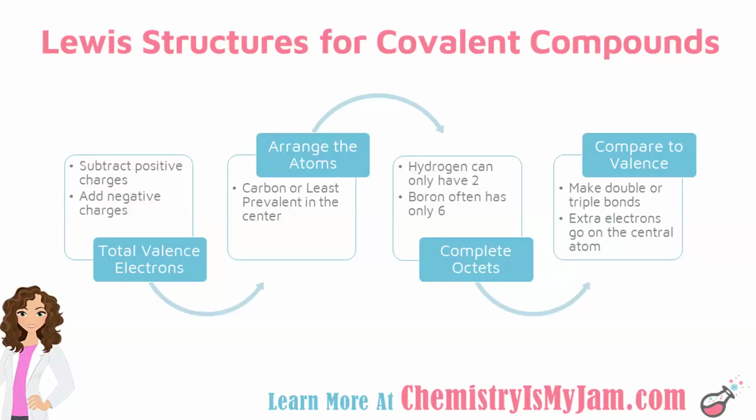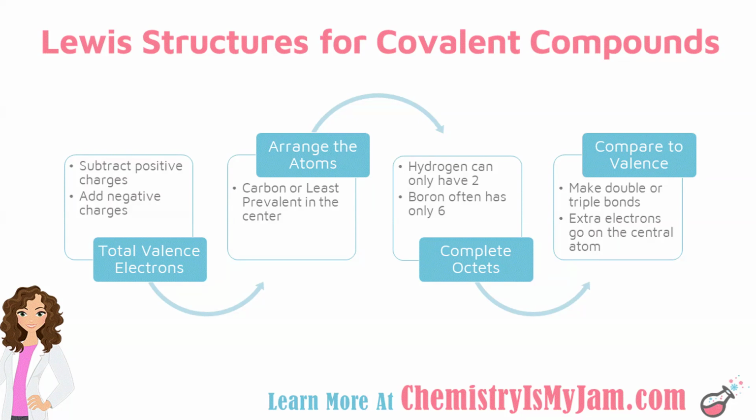Hi, students. Let's take a look at how to draw Lewis structures. I do want to point out that this is going to be for covalent compounds. So we're looking at things that are molecularly bonded. We are looking at nonmetals. If you see a metal up here, then it might be ionic, and that's a different system.